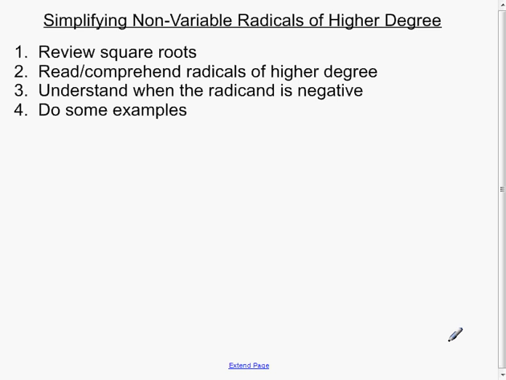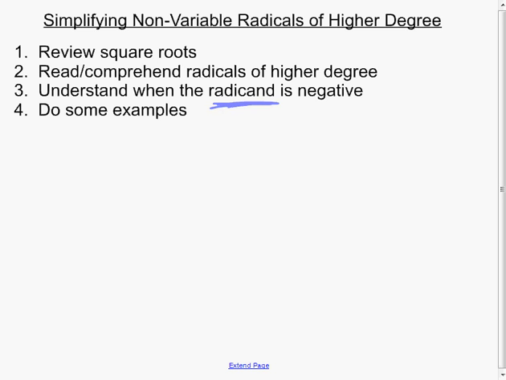Hello, welcome to this first video in a series of videos that will describe simplifying non-variable radicals of higher degree. I'm going to attack this in a sort of four-prong approach here, and that will look like: one, reviewing square roots, and we're going to be talking about simplifying square roots. And then number two is we're going to read and comprehend radicals of higher degree. And then we're going to look at understanding what to do when the radicand is negative.